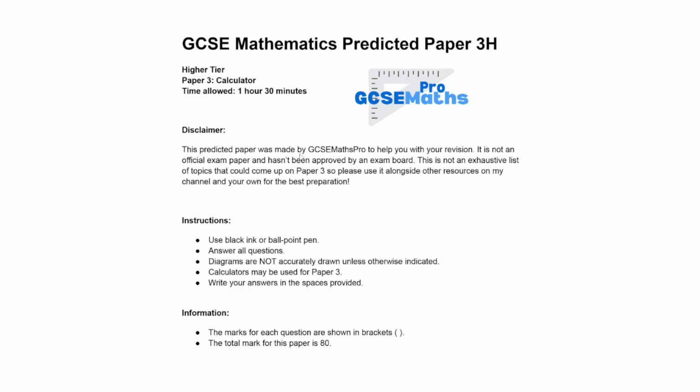As you can see in the disclaimer, please do not use this paper as your only revision. Please do not use it as a list of the only topics that will come up, because I obviously don't know what's actually going to come up. Please make sure you use it alongside a wider revision of the maths syllabus and don't just rely on this or anyone else's predicted paper for your final exam.